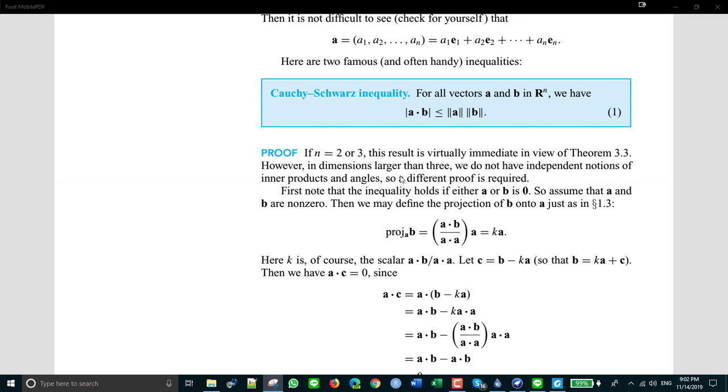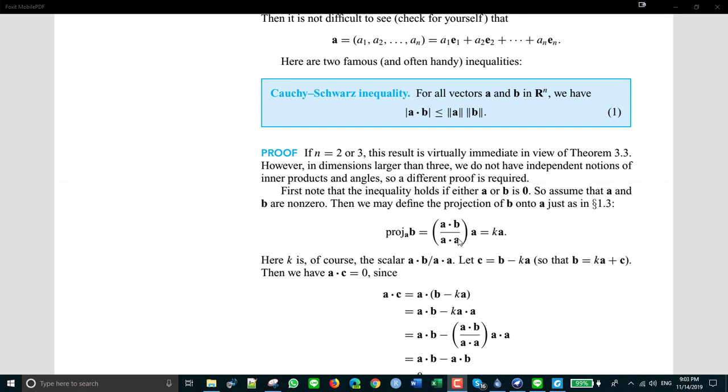However, in dimensions larger than 3, we have to do it differently. So they first say if a or b is 0, then this is true because they're equal. So this is never bigger than that. So we're going to assume that neither a nor b is 0. Then we can talk about the projection of b onto a. And recall the definition, maybe you remember: a dot b over a dot a. Again, this is not 0, so this is okay.